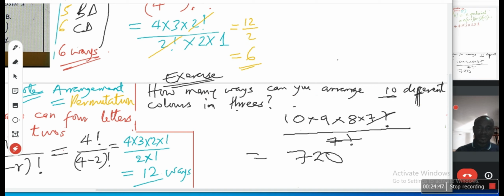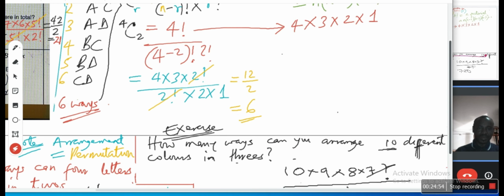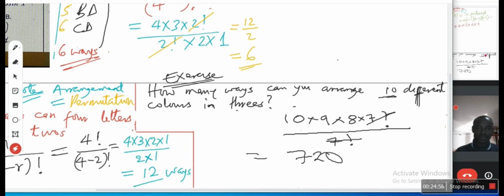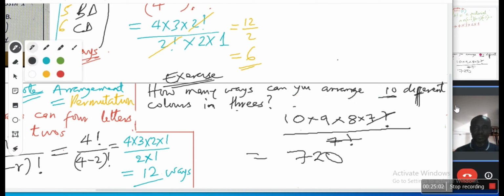So can I do combination? You mean you want to solve another question on combination? I think we even have a space here. Can I solve this question using combination? It's about arrangement, so it can only be permutation.